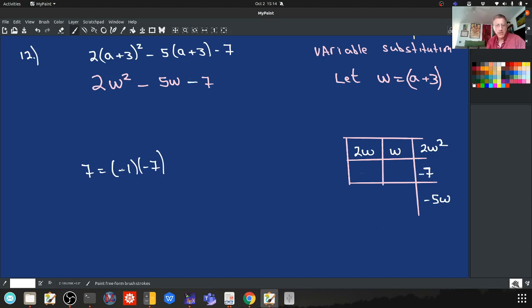Okay, now I have different choices. So let's do that. I just turned that to either 1 times minus 7 or minus 7 times 1. So let's do minus 1 and 7. So that's minus 2W plus 7W. That gives me 5W, so I'm close. So let's change the signs.